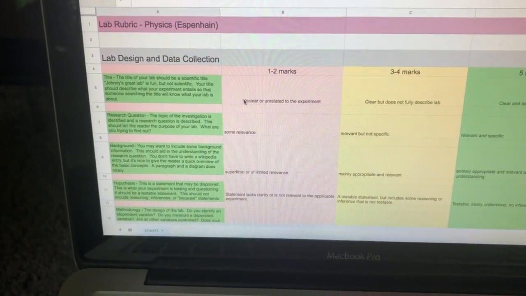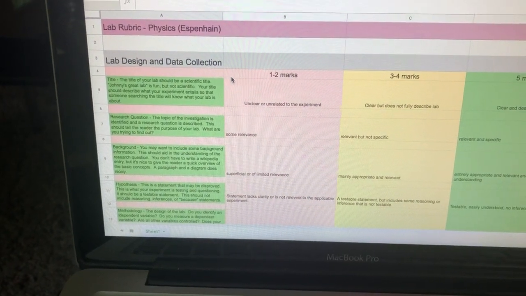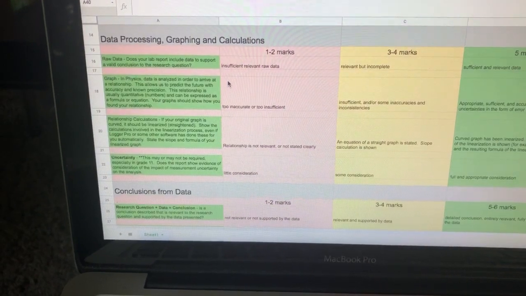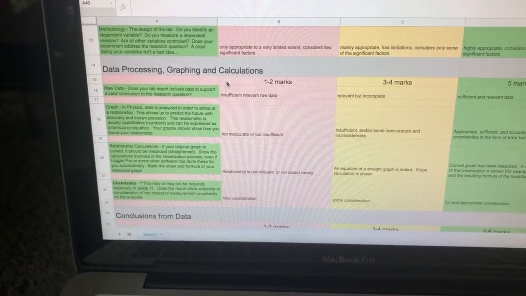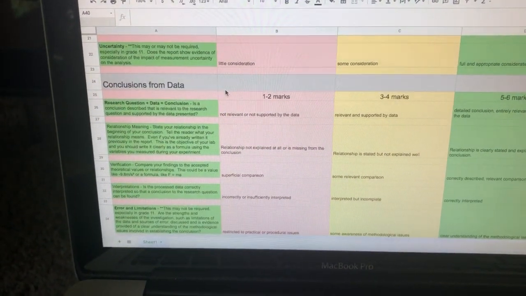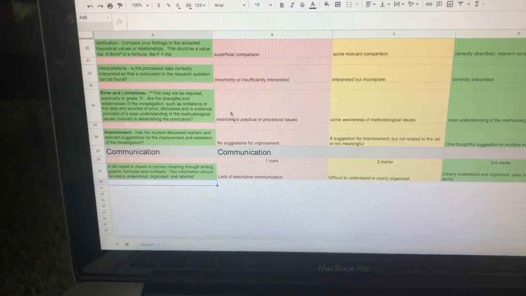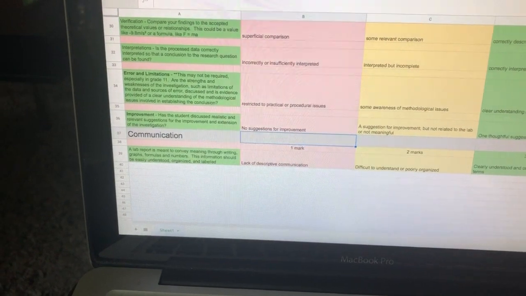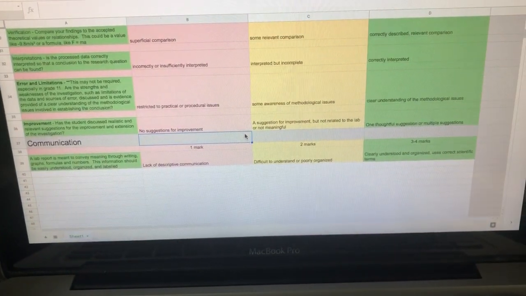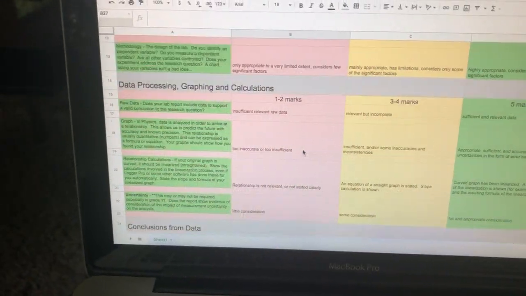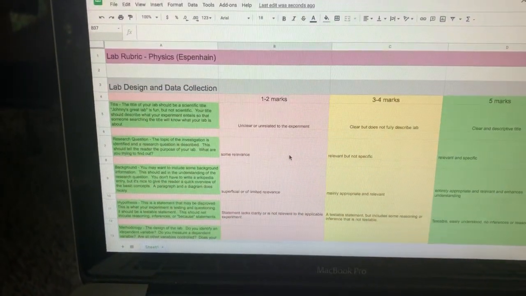Lab design and data collection. This is kind of how you make your experiment. Data processing, this is basically your graphs and calculations, and then your conclusions that you take from your data. And then I put on a little communication section because it just should flow easily and be a good conveyance of what you found to the reader.